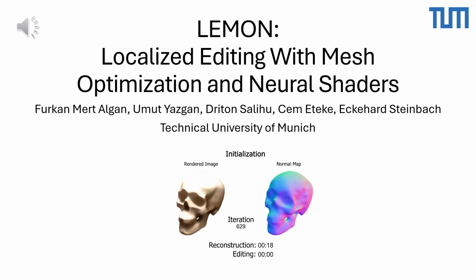We present Lemon, localized editing with mesh optimization and neural shaders, an editing method that deforms polygonal meshes based on given text instructions while preserving geometric consistency.